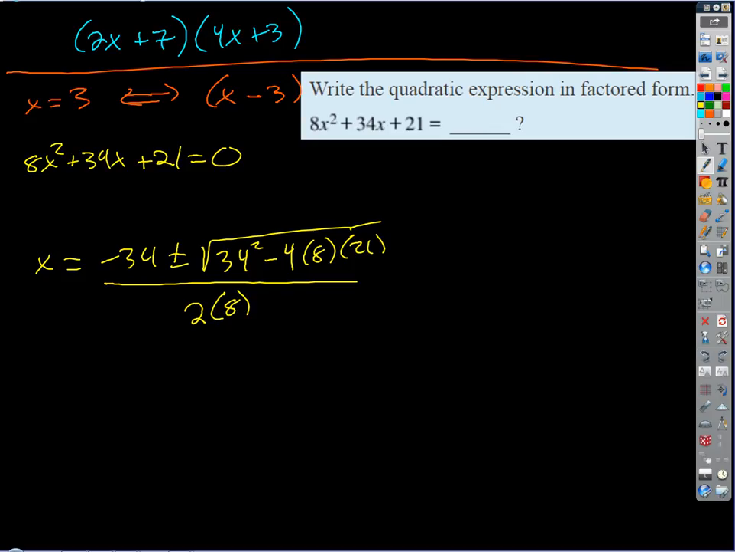Divided by 2a, right? So now we have to just simplify that. So somebody real quick, what's 34 squared? I don't know that one. What is that? Quick, you got a calculator?